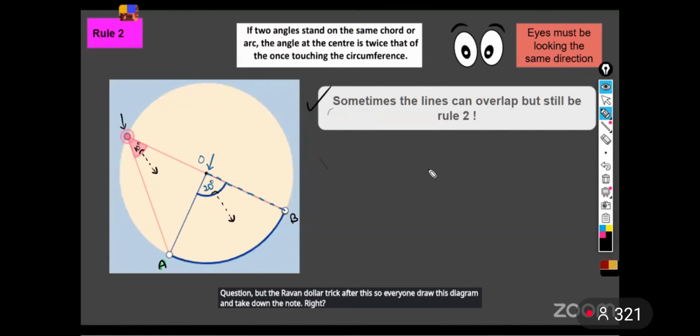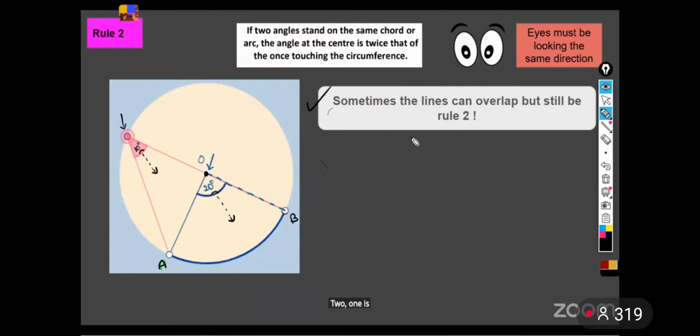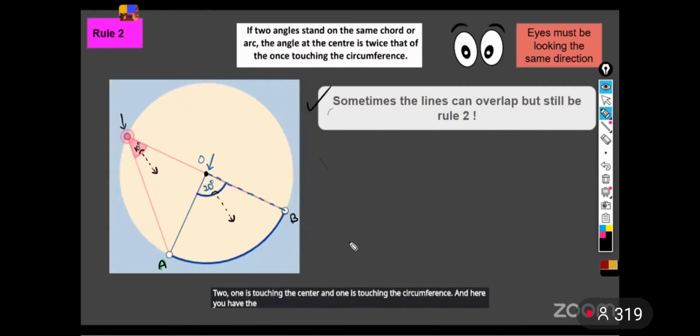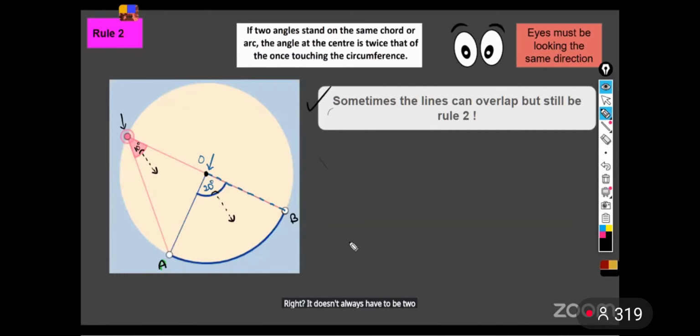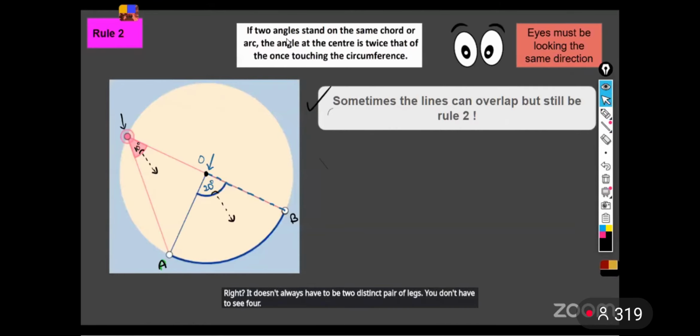I hope you all have seen it there. And I think that's the best I can explain this. I don't think I'll be able to explain it better than this. If I explain it a different way, I think it'll be the same explanation. It's just that one is touching the center and one is touching the circumference. And here you have the overlap of legs. It doesn't always have to be two distinct pairs of legs. You don't have to see four. Draw it. When you finish, raise your hands.